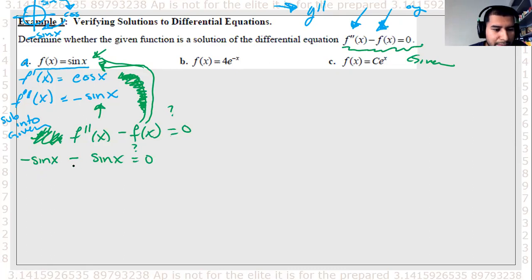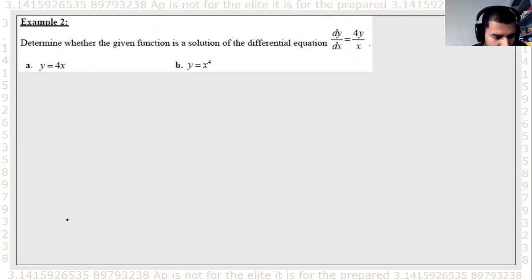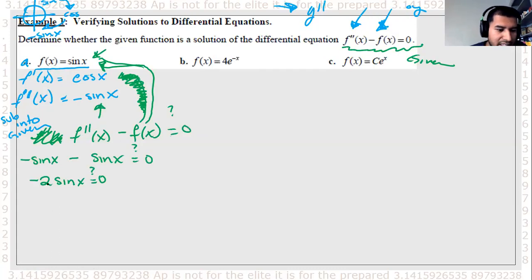So negative sine x minus sine x. Well, that makes it more negative. So negative 2 sine x is equal to 0. Well, how is this true? Actually, no, guys, the left-hand side is not equal to the right-hand side. The function is not equal to zero, so this would be no. This will not work. The left-hand side has to equal the right-hand side, and negative 2 sine x does not equal zero.